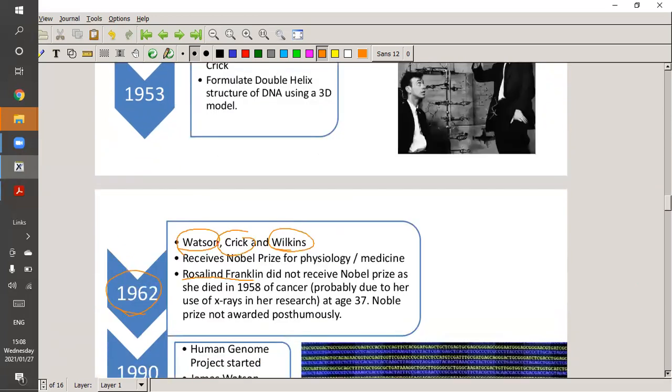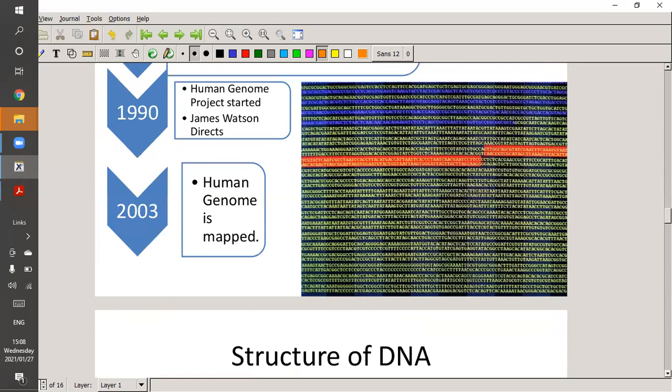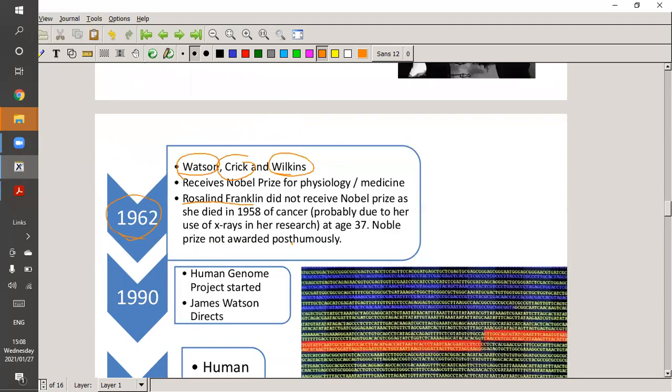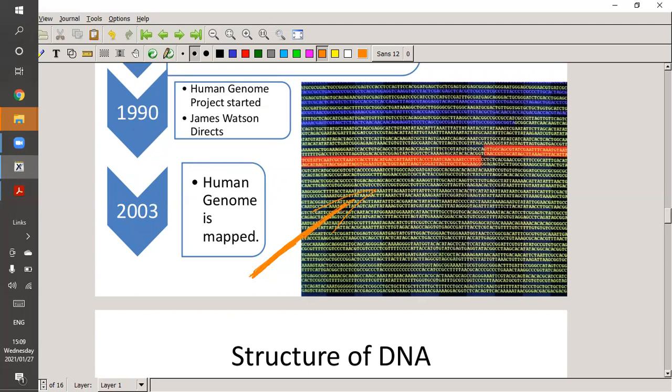Okay, so that's the history behind the double helix discovery of DNA. Later on, we find that James Watson directed the Human Genome Project. What is the Human Genome Project? It's shown over here. The Human Genome Project is where they decoded the whole code of the human DNA. And this is the human DNA code, a part of it.